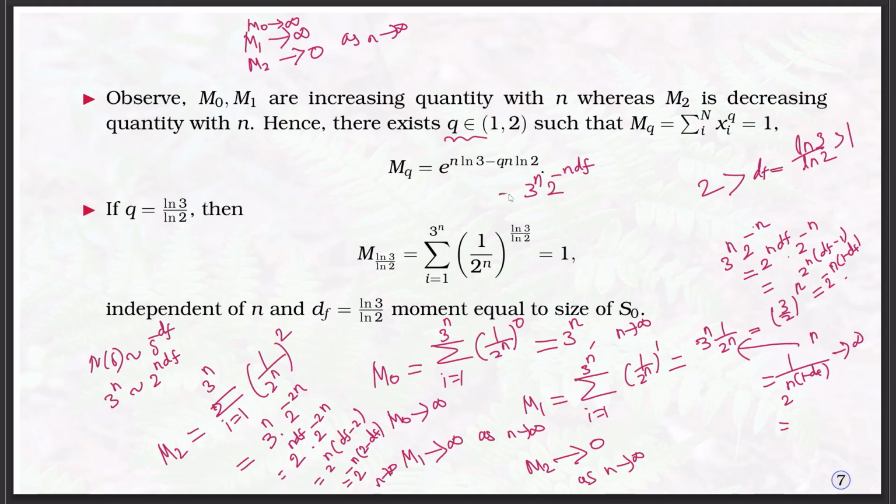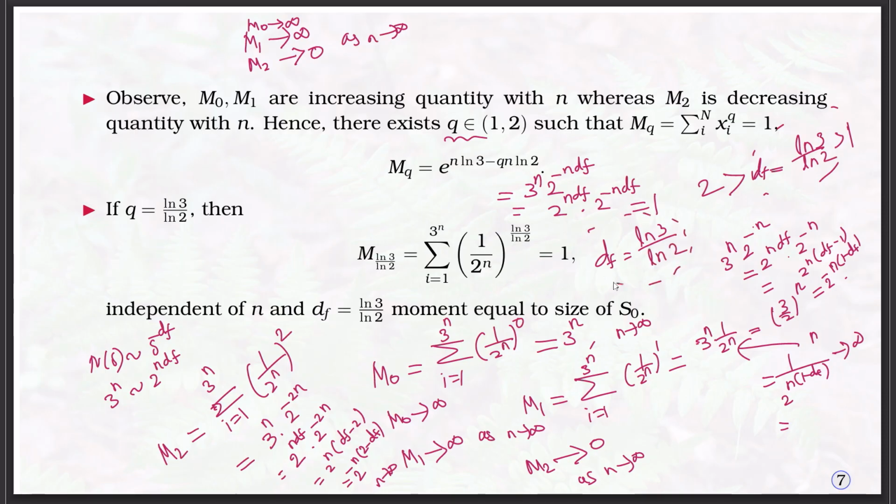Now instead of this 3 power n, you can take 2 power n df, times 2 power minus n df. With respect to this df, we will get 1. That df we obtain from this relation. The df is ln 3 by ln 2.